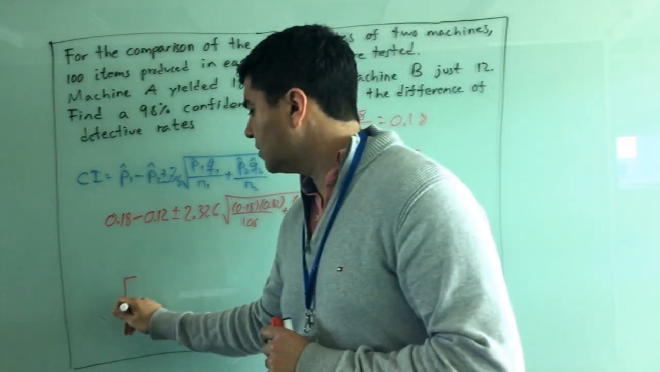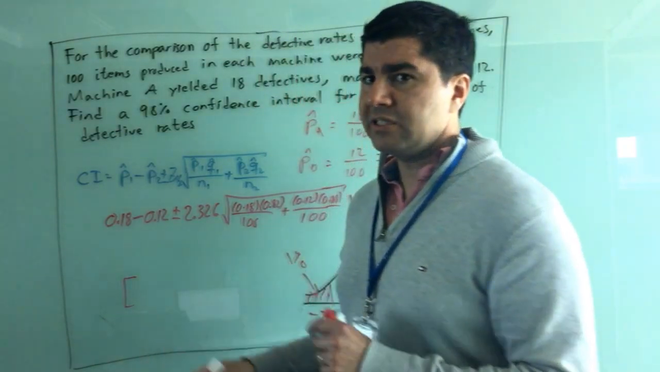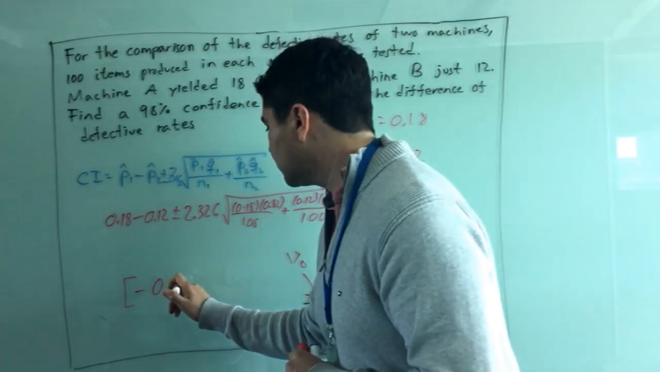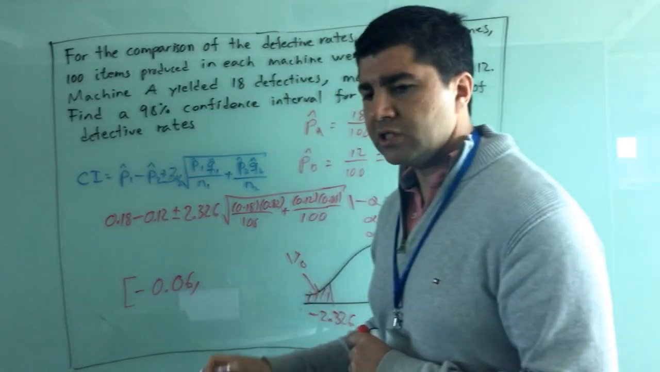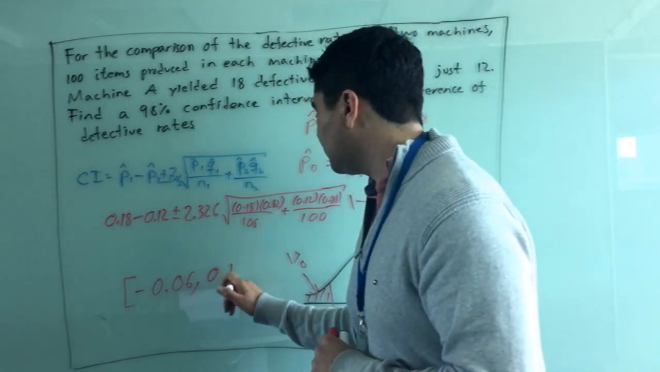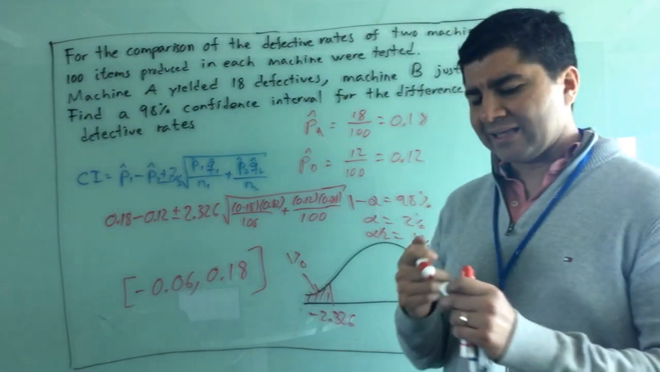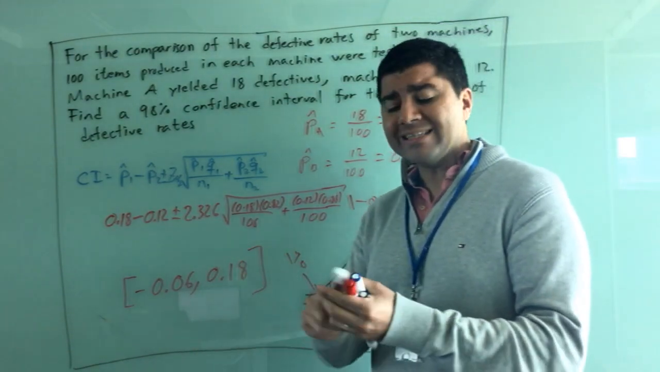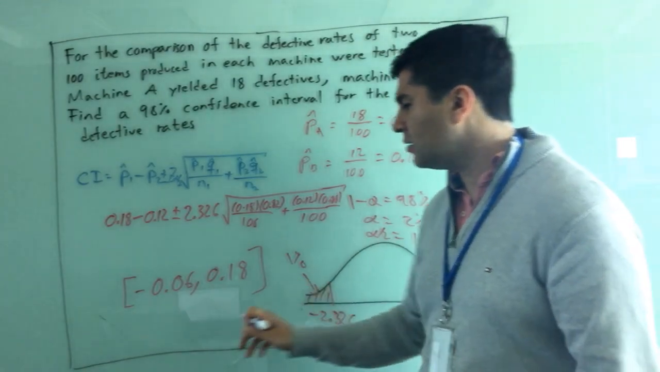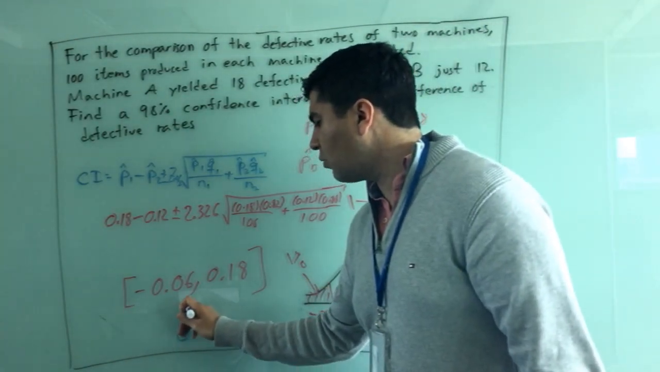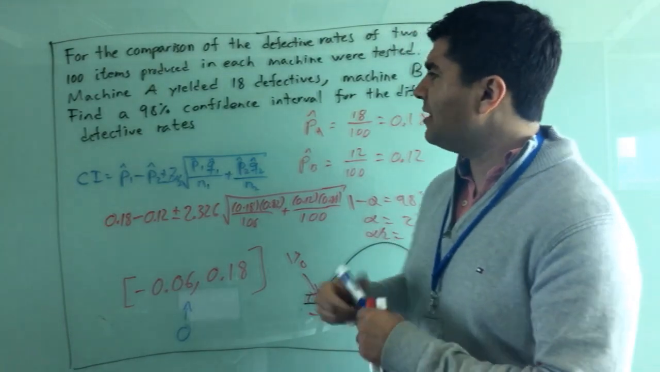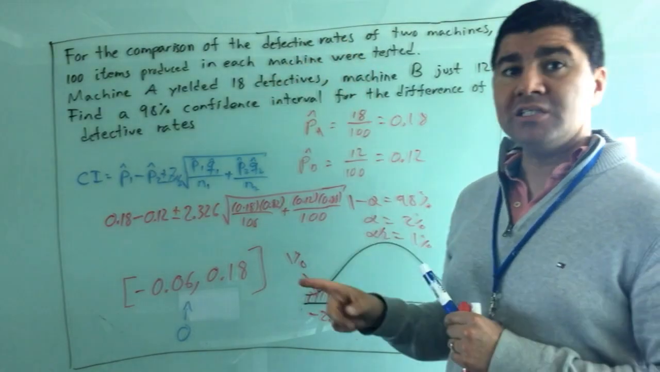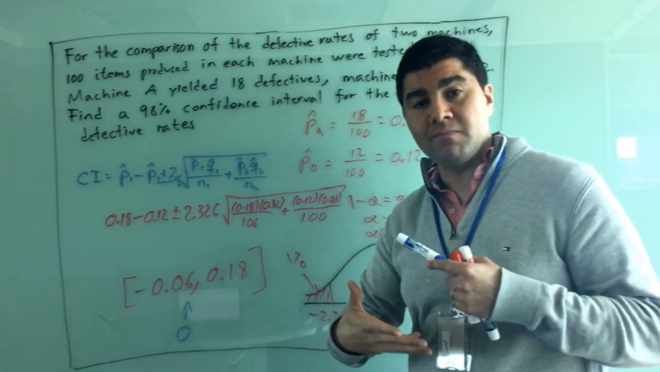In this case, the confidence interval is from minus 0.06 to positive 0.18. What we can see is that the confidence interval is huge, but who is inside of that confidence interval? The zero is. It means we can be 98% sure that the defective rates in both machines are pretty much the same.